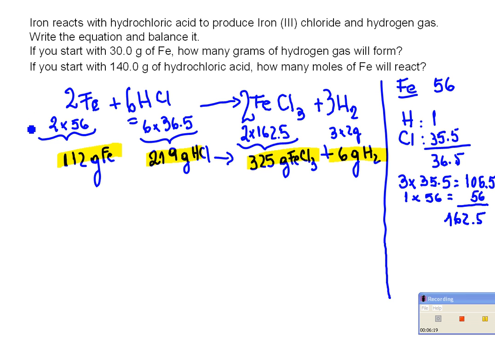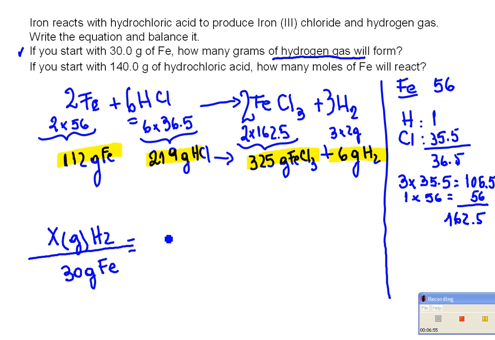Now, what did we do when we calculate any of these problems? We were putting the question in the form of a fraction, yes? We're going to do the same thing. It says, how many grams of hydrogen gas? So I'm going to put how many grams, the unit of hydrogen gas, I will obtain with what? Because we are doing the first one, okay? 30 grams of iron.